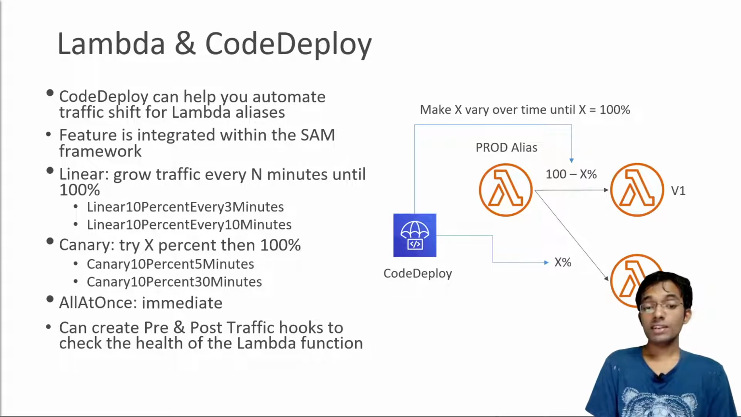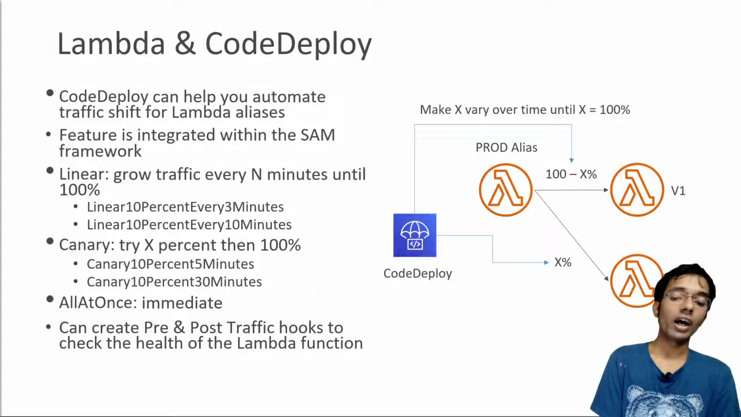So the good thing is that you can check the health of your Lambda function as CodeDeploy migrates from v1 to v2. You can create a pre and post traffic hook to check the health of the Lambda function. So when you first deploy a new Lambda function, you create a pre-traffic hook to make sure it's working, and then when everything is shifted to the new Lambda function, you can create a post-traffic hook, which is a health check again to make sure everything is working. And that could be really helpful to do the automated rollback in case anything goes wrong.